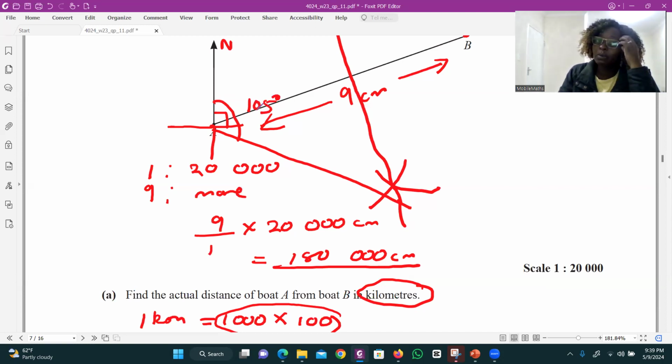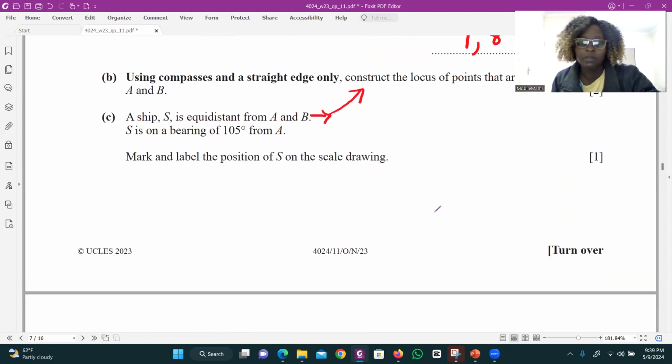You can place your protractor in this way, then you measure your 105 degrees, and then you draw a straight line, okay? Where they meet, that's your point S, okay? Fine. Let's move on.